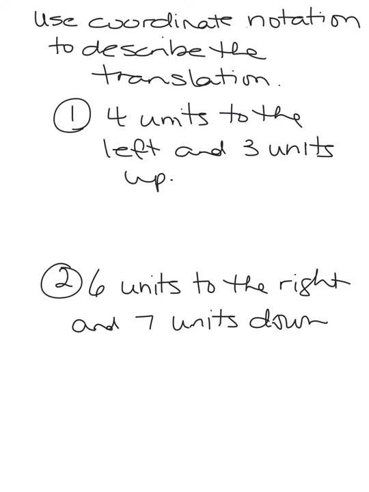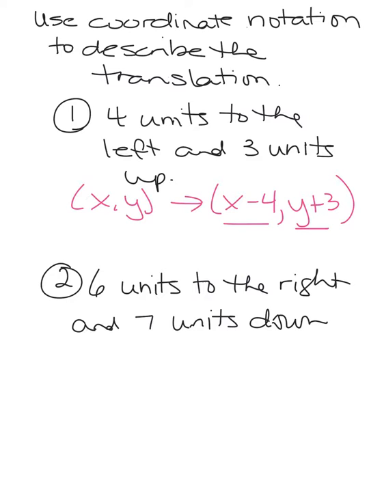We can also look at translations without using a graph. For these questions, it says use the coordinate notation to describe the translation. Remember, a translation is a slide. My original coordinate notation is always x, y, and I draw an arrow. If I'm going 4 units to the left, that's my x value, so I get x minus 4. If I go 3 units up, I'm going 3 units along my y-axis, which is y plus 3. So my new coordinate notation is x, y arrow x minus 4, y plus 3.